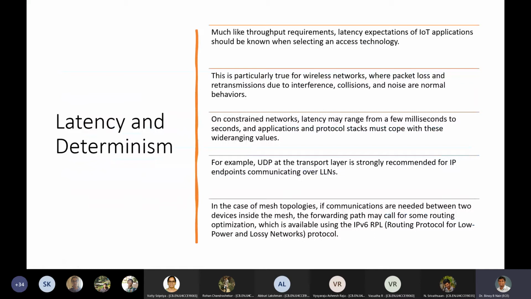So what do you mean by latency and determinism? What we actually mean is how much delay you are expecting when the transmission is happening. And what is the rate at which you can do the error correction and get the correct output. That is basically what we understand by latency and determinism here. In constrained networks, you can have a few milliseconds to a few seconds of latency coming up, and all the protocols typically should be able to handle that kind of delay.